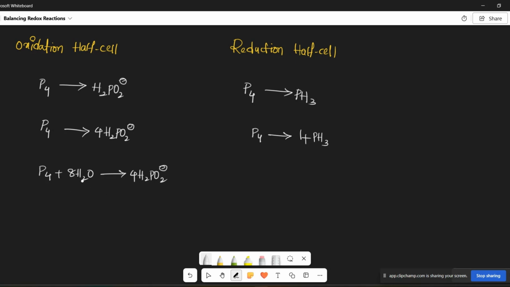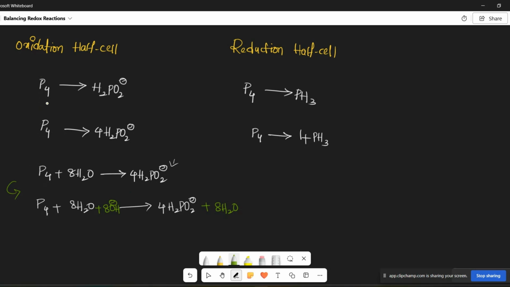So here 8 to 16, 4 to 8. So on this side we need to add 8 water molecules. P4 plus 8H2O, and here we need to add H2PO2 negative. Let me write it with this color. So here we are adding 8H2O, and however many water molecules we add over here, that many OH minus we have to add over here: plus 8OH negative. Alright, I hope this one is clear for you.